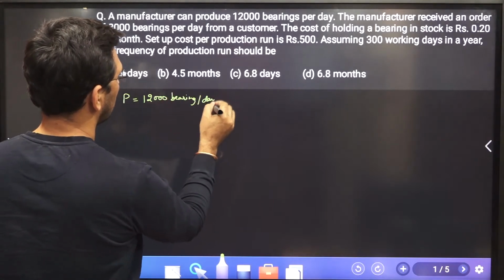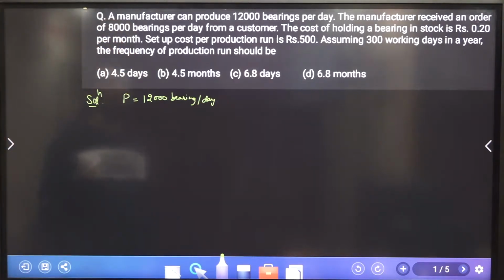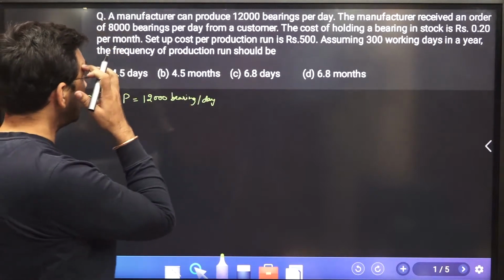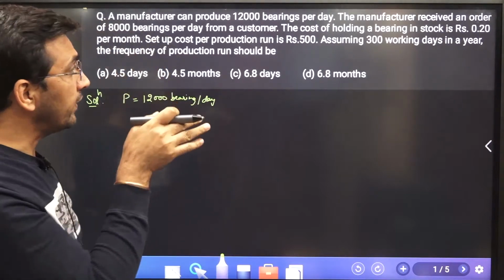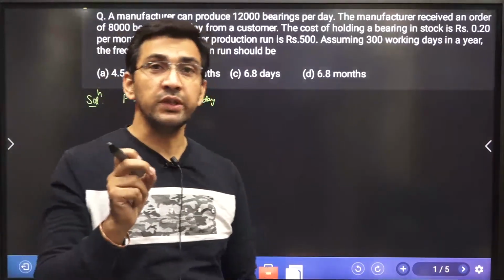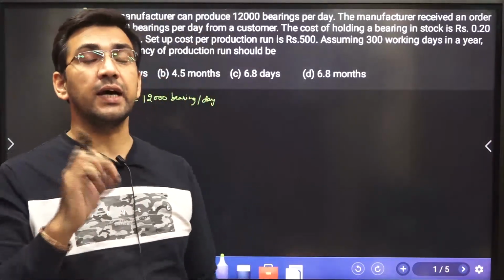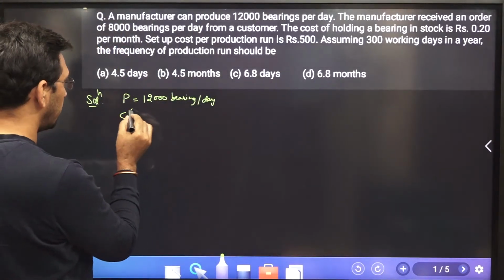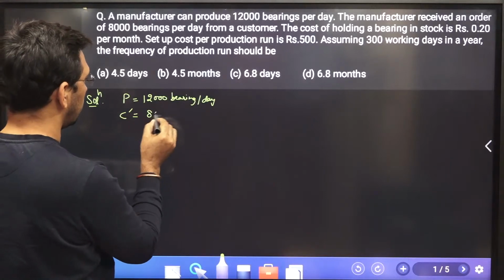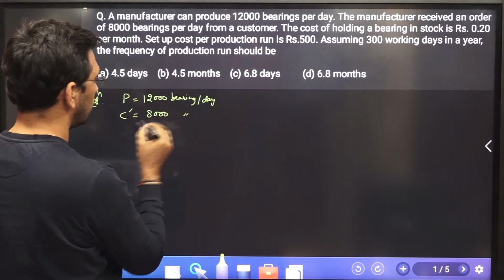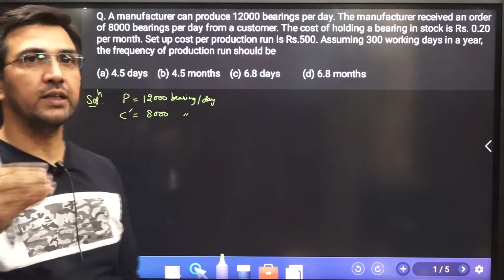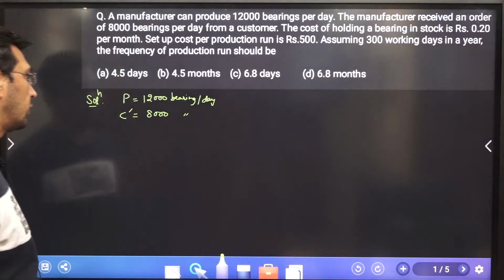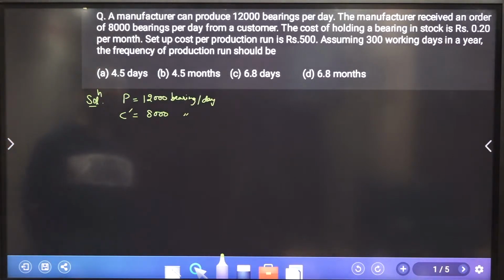The manufacturer received an order of 8,000 bearings per day. It means it is the consumption rate: every day, how many bearings are getting consumed. So the consumption rate is 8,000 bearings per day. As you know, in this model the production rate has to be more than the consumption rate, and that is why only then can the inventory build up.